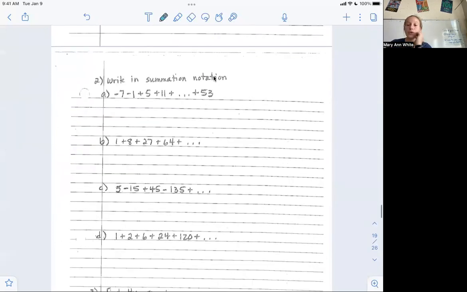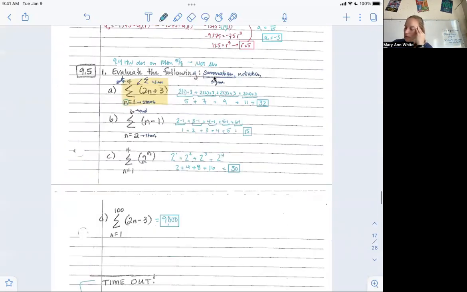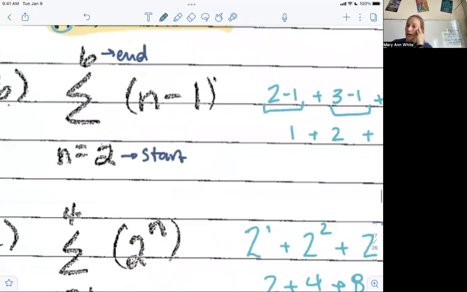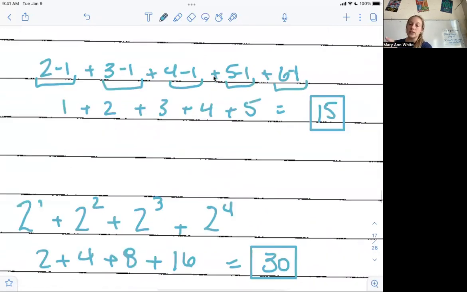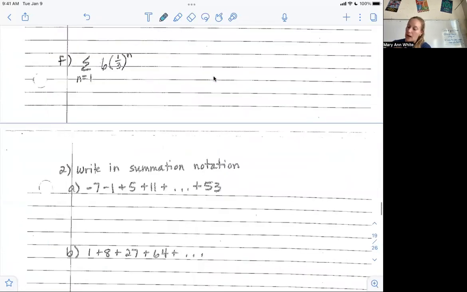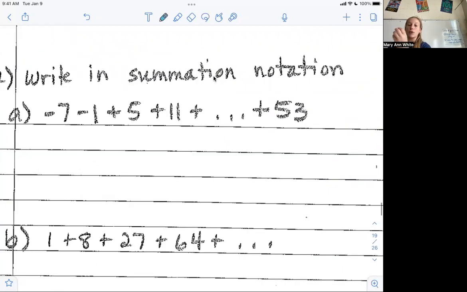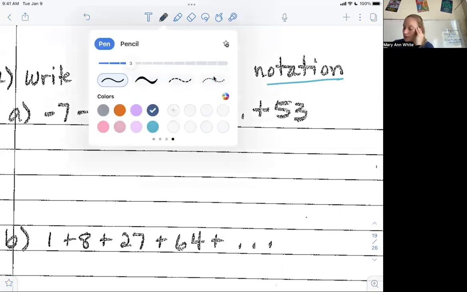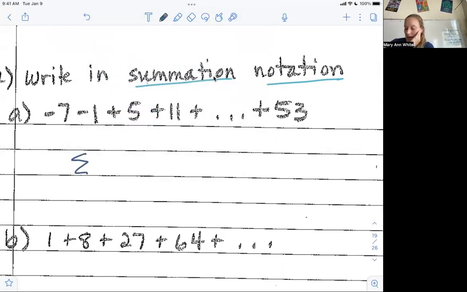I'm going to jump to number 2, where basically we're going backwards from what we just did. On number 1, I gave you the problems in this notation, and then we gave the list of numbers and then added them up. Now we're going to go backwards, where I have a list of numbers and I'm going to write it in summation notation. That means that I need to have my sigma ready to go. I need to have N equals, and then where we're starting at the bottom, where we're ending on top. And then in the parentheses is how we get to each one.